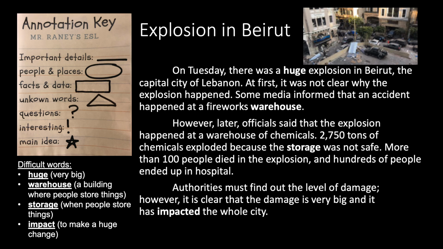Authorities must find out the level of damage. However, it is clear that the damage is very big and it impacted the whole city. I'm going to underline impacted the whole city because I think that's important. I know what all these words mean because I already read this story, but let's say you didn't know what impacted means. You might put a triangle around this, and then later on, if you figure out what it means, you can either erase the triangle or leave it there.